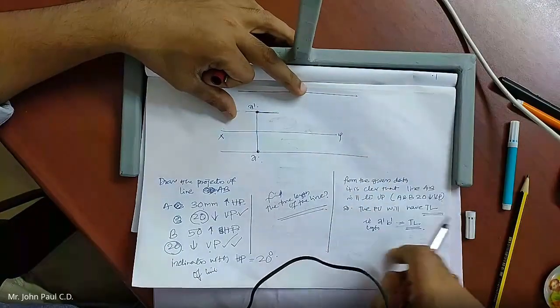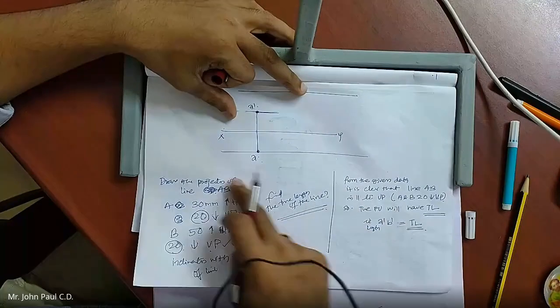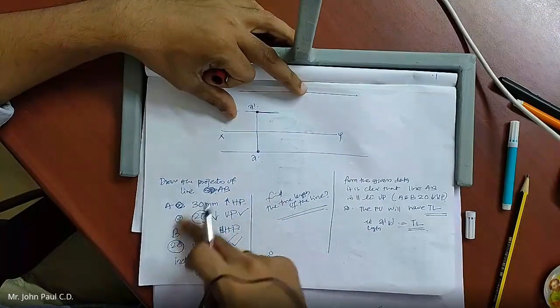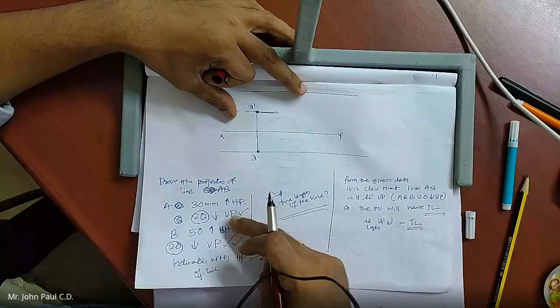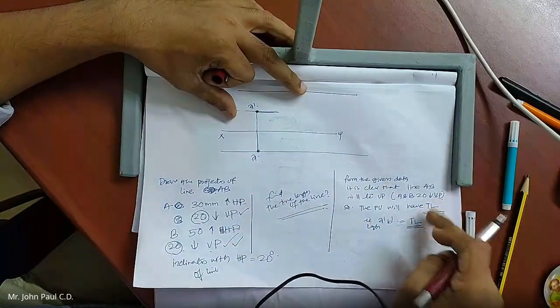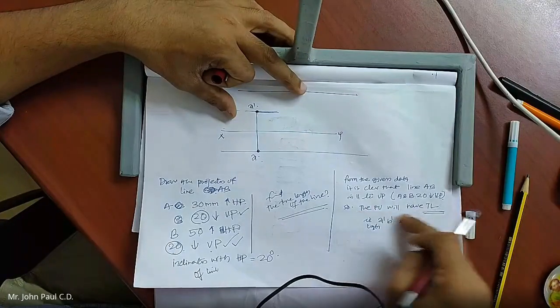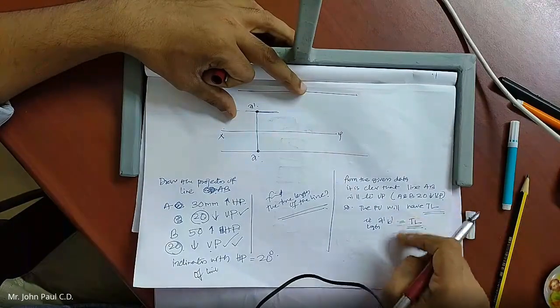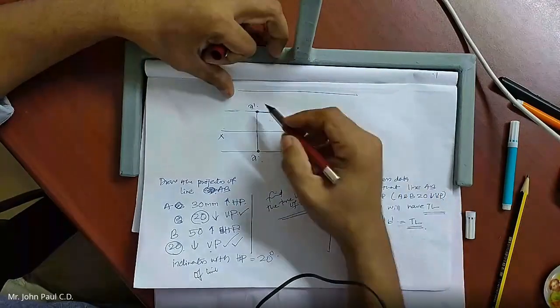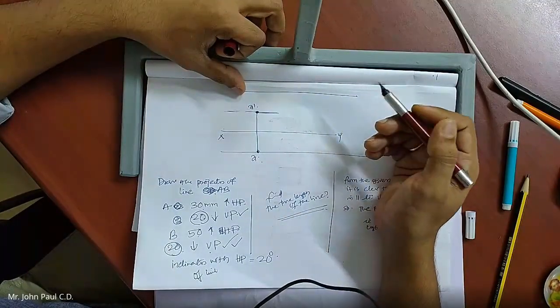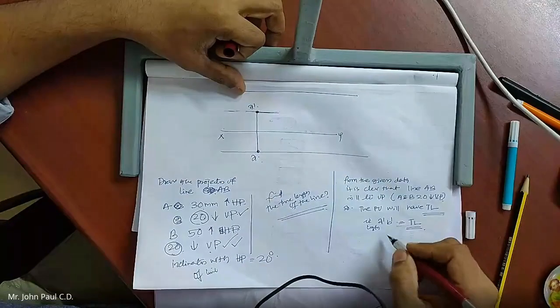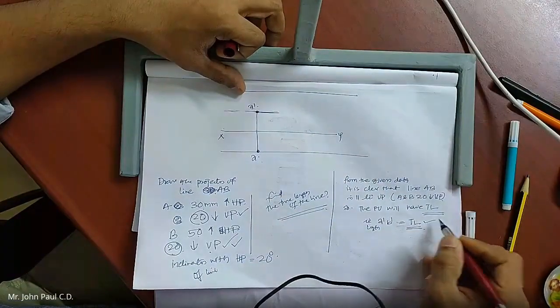So this is a concept. When you read the data, you understood that the line is parallel to VP because the distance of A and B from VP is given as same. So the front view will have true length, and front view's name is A dash B dash. So A dash B dash, I know that it is having true length.